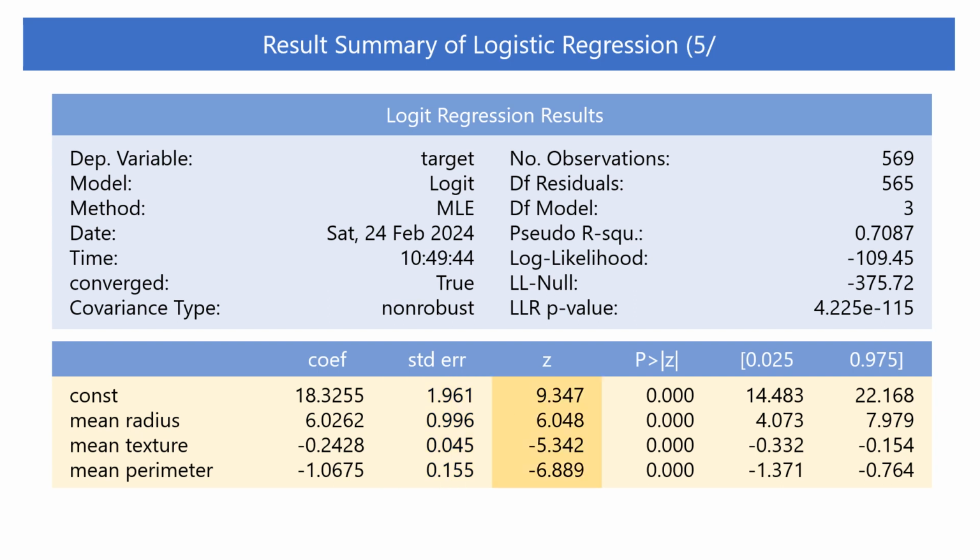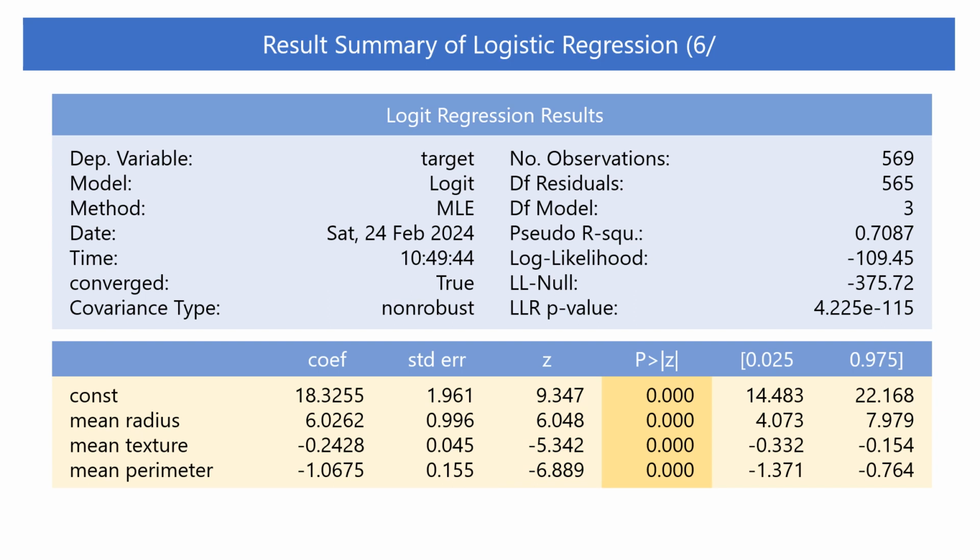Z is the z-statistic of the coefficient. It indicates how far apart the estimated coefficients are in standard deviation units under the null hypothesis that the regression coefficient is 0. The z-value is computed by dividing the estimated value of the coefficient by its standard error.